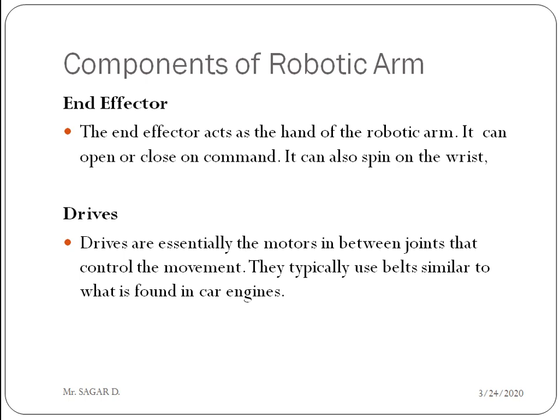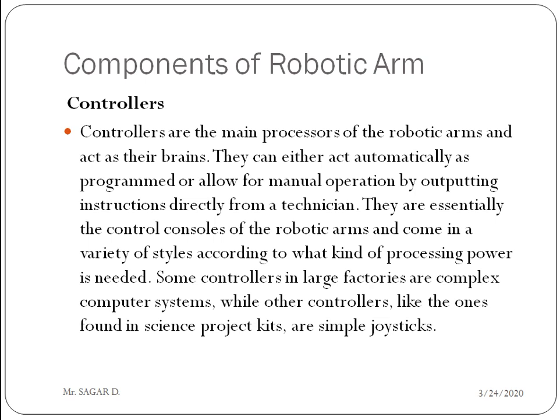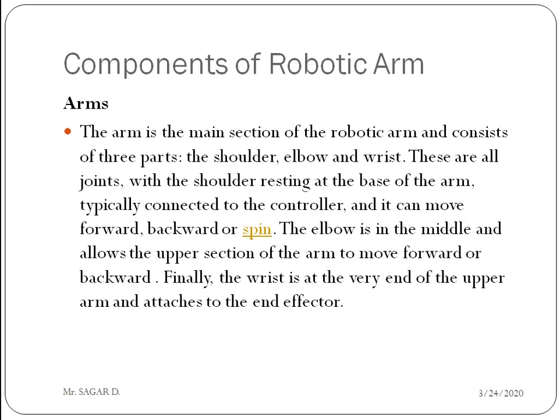Then drives are required between joints to control the movement. They typically use belts, like a conveyor belt. So drives are required for operation of this robotic arm. Then the controller is the brain of this robotic arm. Controllers are the main processor of the robotic arm and act as the brain. They can either act automatically as programmed or allow for manual operation. Depending on the application where we are using the robotic arm, controller design varies.